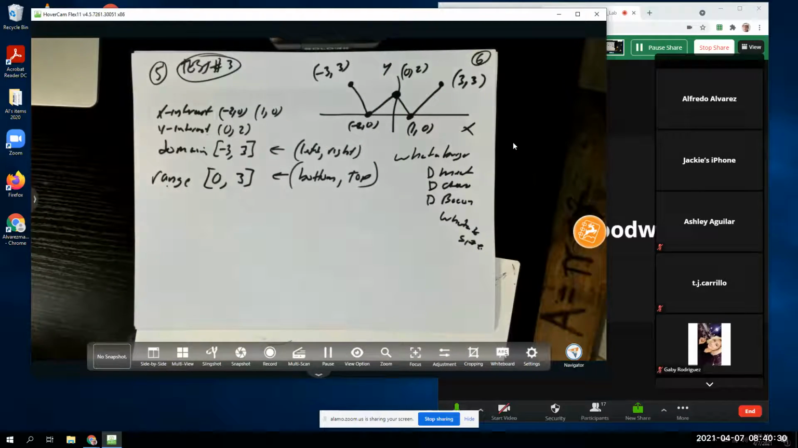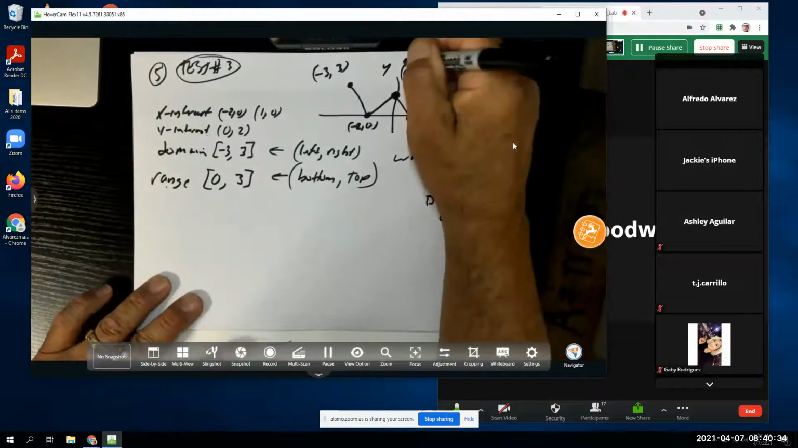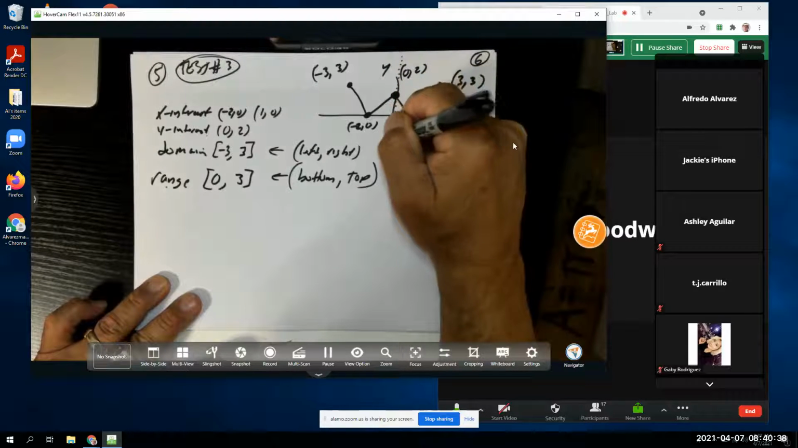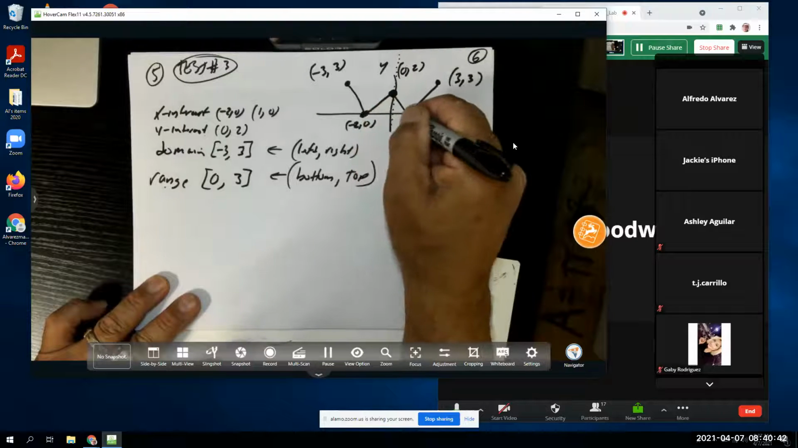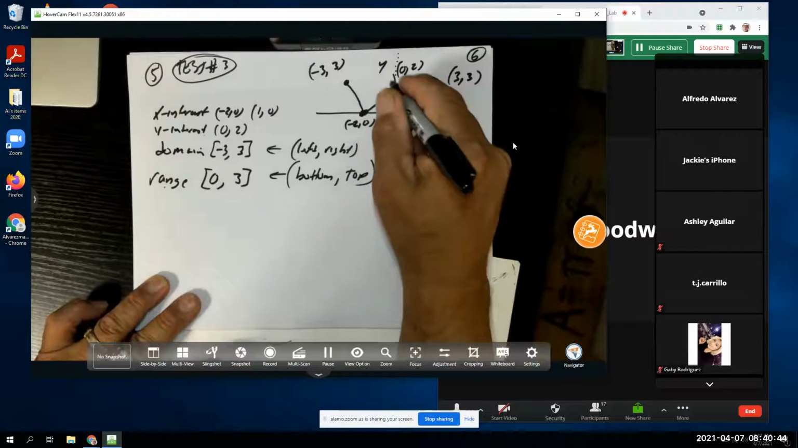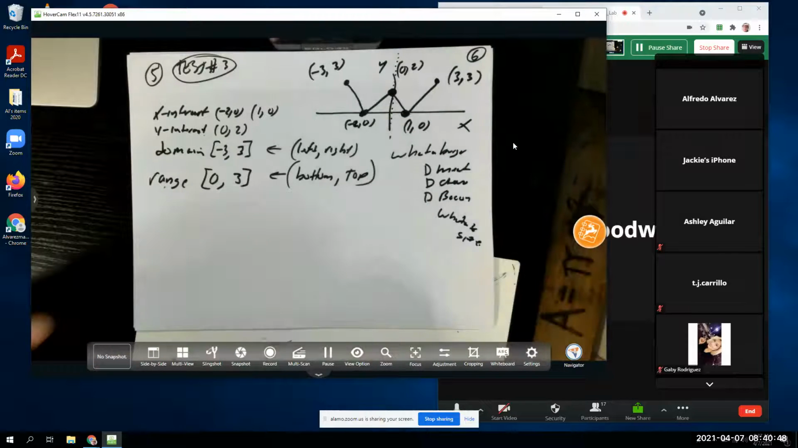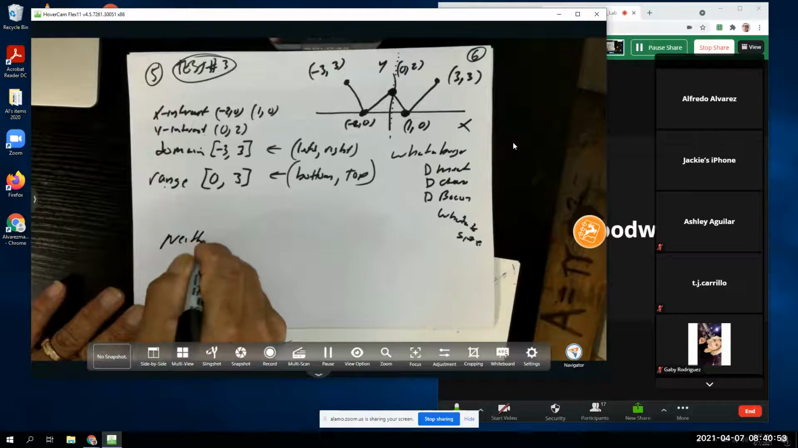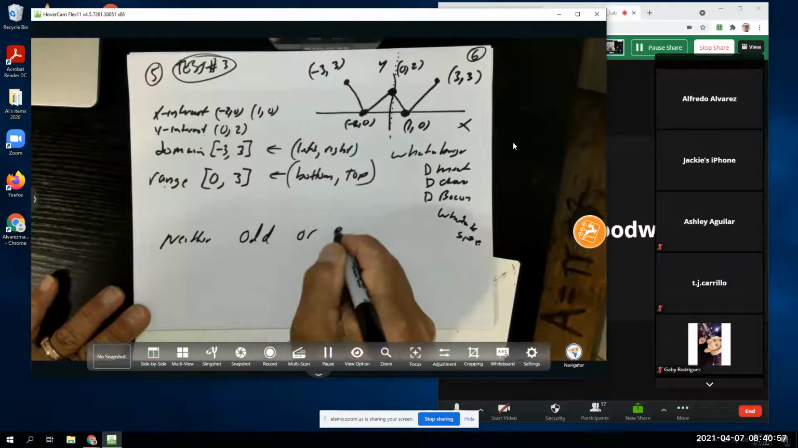And what else do they want to know? Is it even or is it odd? No, because if I were to cut this graph right here in the middle, this number is kind of far away from here, and this one's close. So is that going to cut it right in the middle? No. So this is the answer: is it even or odd? You're going to say it's neither odd nor even.